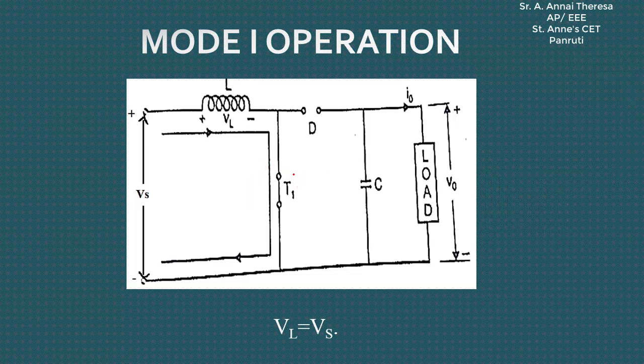So what will be the operation? Now the switch is on, so the current path will be like this. At this time, this inductor will charge its energy with this polarity. So the current through this inductor will be increasing from I1 to I2. What will be the voltage across this inductor? That is Vs. Because this diode is reverse biased, there is no conduction, so the current will flow through this path. So the voltage across this inductor will be the supply voltage, that is Vs. This is the first mode of operation.